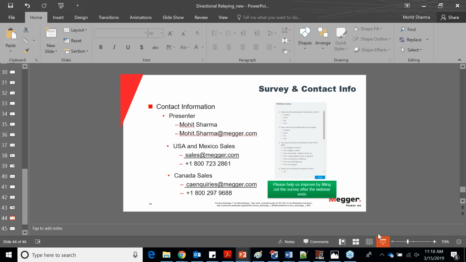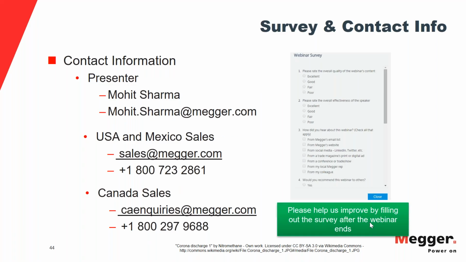All right, and the last question we have is for Mr. Mohit. How can we decide where to use a non-directional relay and a directional relay? For radial feeders, a non-directional relay has proven its worth, but when you have a ring network, it's good to have directional relays. That's the application I've seen.